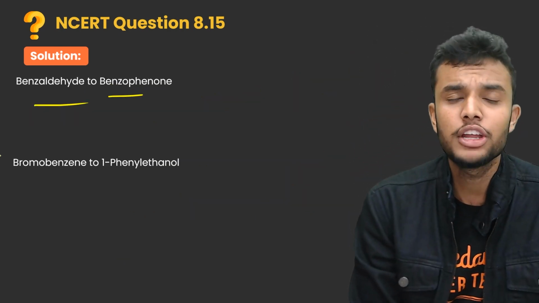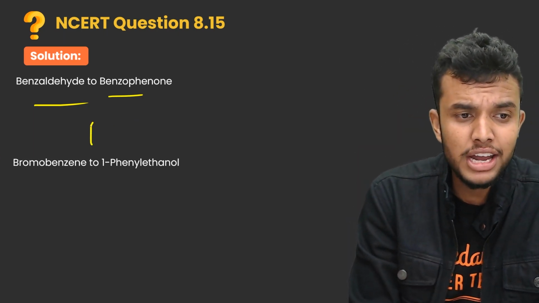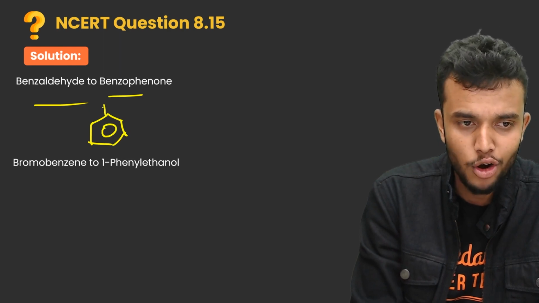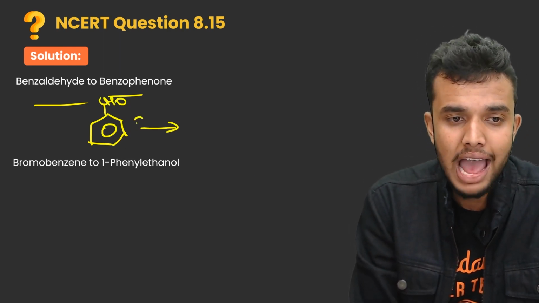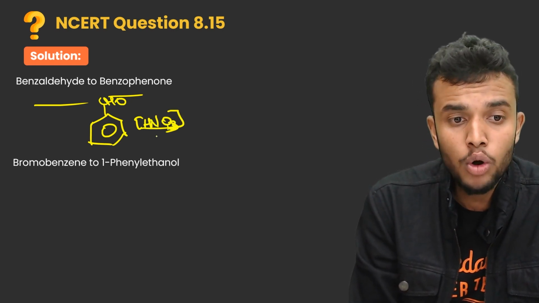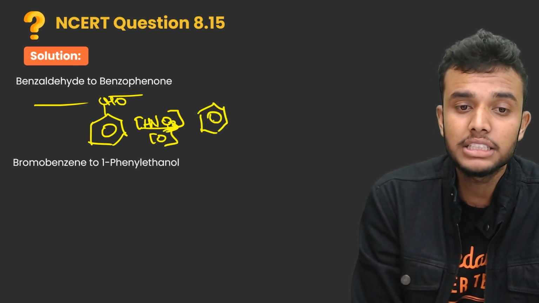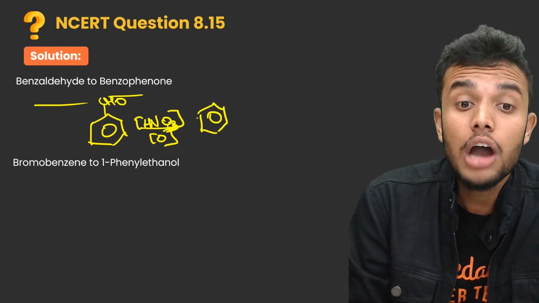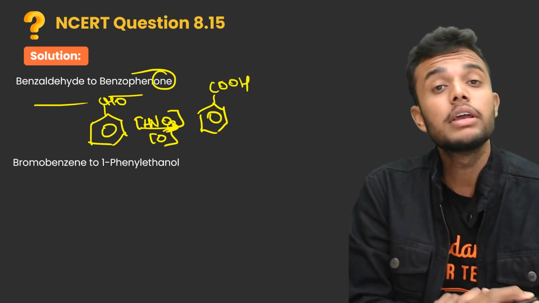Benzaldehyde to benzophenone is nothing but aldehyde group to ketone group. What is the structure of benzaldehyde? This is the structure of benzaldehyde. First step is HNO3, which is nothing but oxidation. What happened? It undergoes oxidation, and the aldehyde functional group is converted into a carboxylic acid functional group. But we need a ketone group.